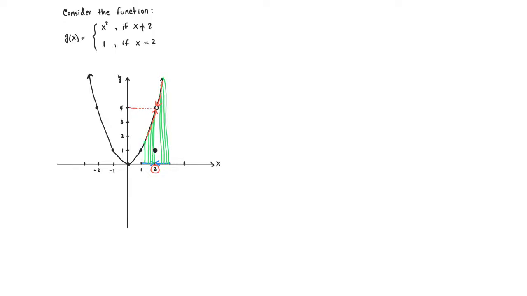But from the point of view of a limit, we don't really care what happens at 2. We care about what happens around 2, in a small neighborhood around 2. And in a small neighborhood around 2, let's say right here, the y values are getting closer and closer to 4.